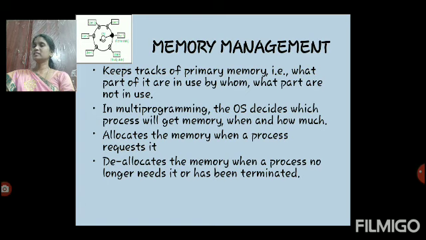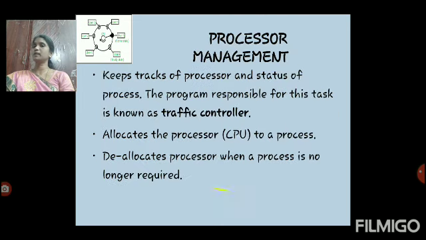As a third task, it allocates the memory when a process requests it. As the fourth task, it deallocates the memory. When the memory is used by the task and no longer needed, the memory will be got back by the OS. This is called deallocation of memory. So these 4 things are called memory management done by the operating system.